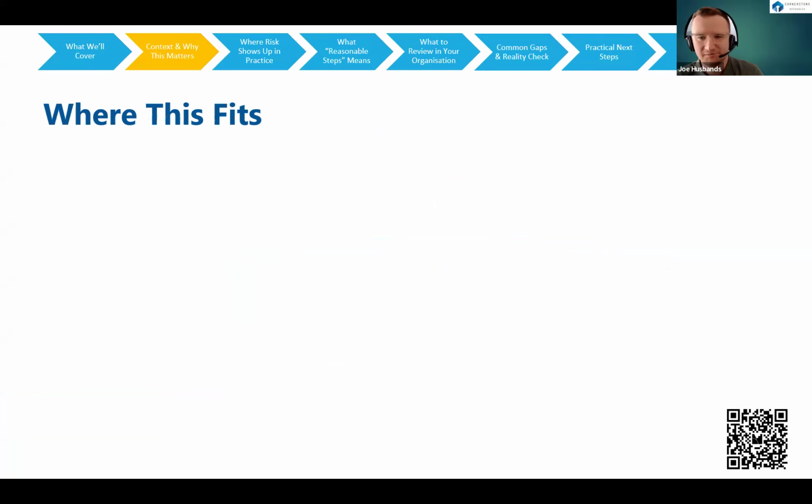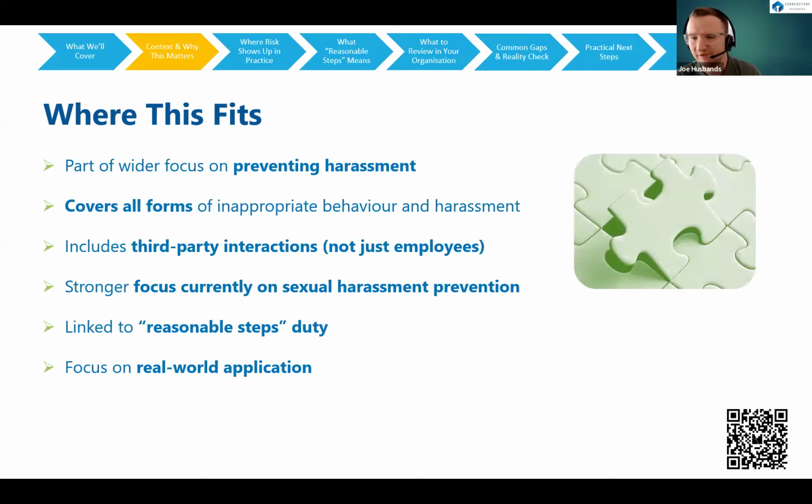Before we go further, it's helpful to position where this sits because this is often where confusion comes in. Third-party risk isn't just about sexual harassment, it covers all forms of inappropriate behavior and harassment, particularly where that behavior comes from people outside your organization. So that could be customers, clients, contractors, service users, anyone your team interacts with. That said, there has been a particular focus recently on sexual harassment prevention. So this strengthened legal duty here is specifically around sexual harassment, but in practice, the same principles apply more broadly, really. Organizations are increasingly taking a consistent approach to all forms of inappropriate behavior, particularly where third parties are involved.